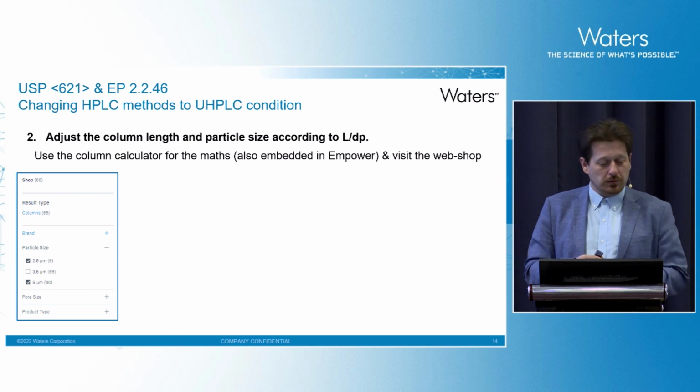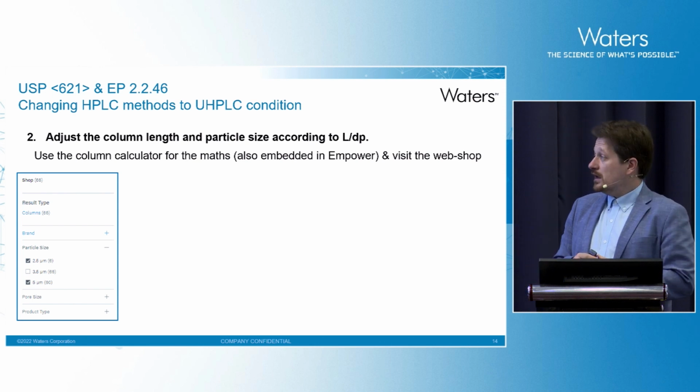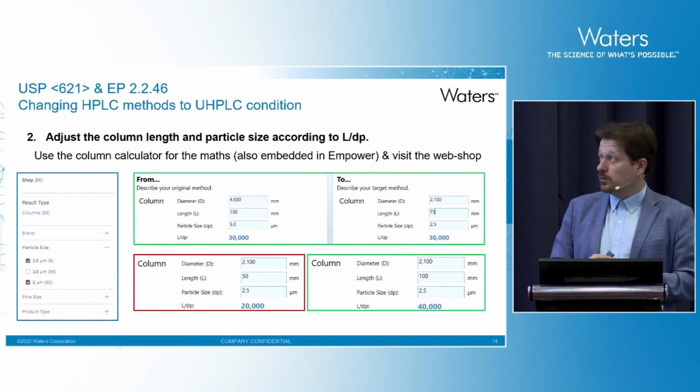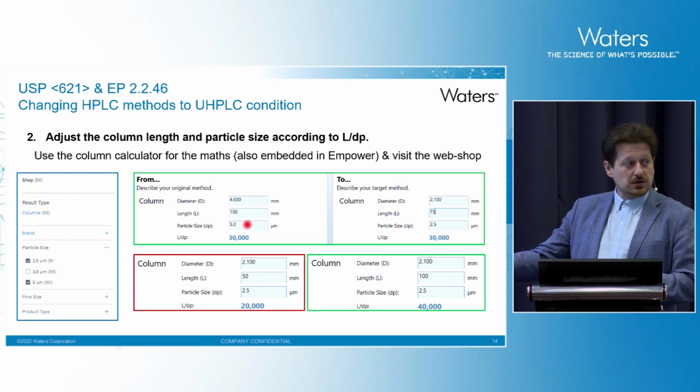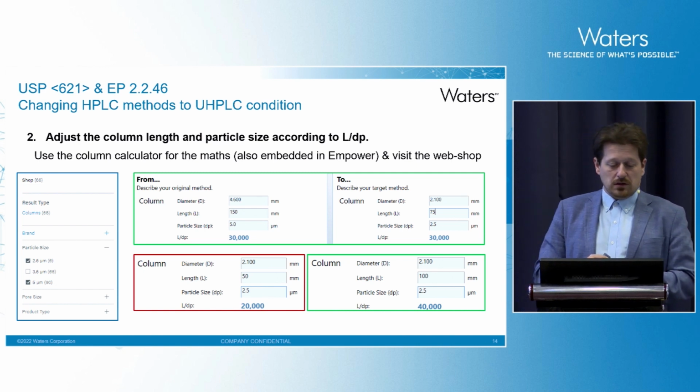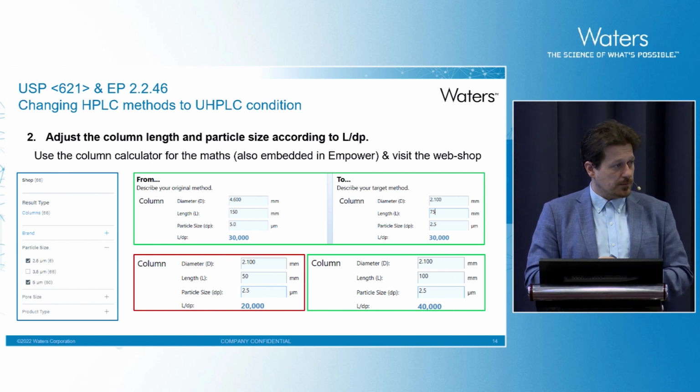I say I want to go with 2.5 micron. Then I open another tool. It's available on the website, but it's also built into Empower in the instrument method. It's called the column calculator. In this calculator, I file on the left side the starting method. This is the original 5 micron column. Then I play on the right side with the dimensions of the column, length, particle size, internal diameter, and the software automatically calculates for me the L over dp.